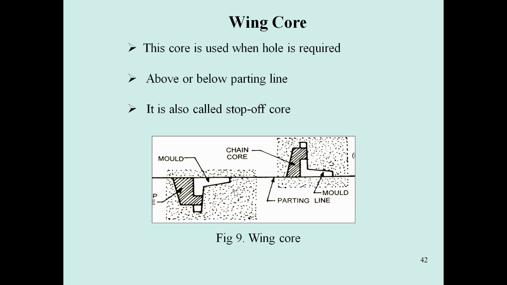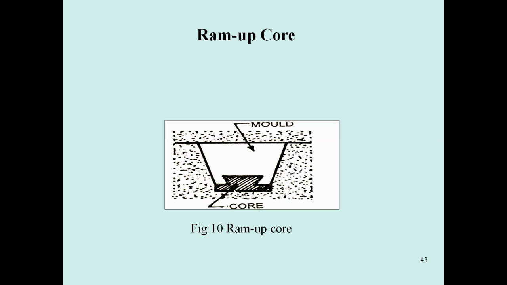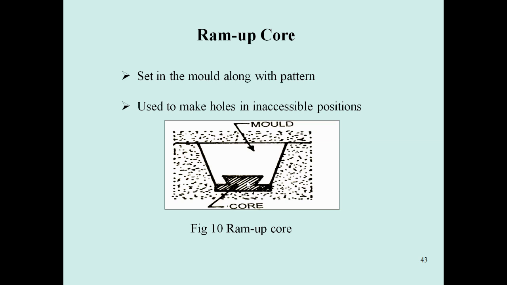Next is the ram up core. You can see this is called a ram up core. This ram up core is set in the mold along with the pattern. This will be the pattern and this will be the core. Along with the pattern, this core should be set in the mold. The ram up core is used to make holes in inaccessible positions.